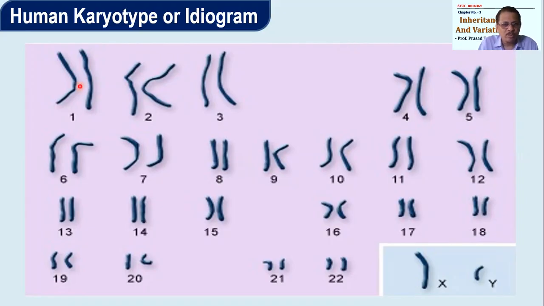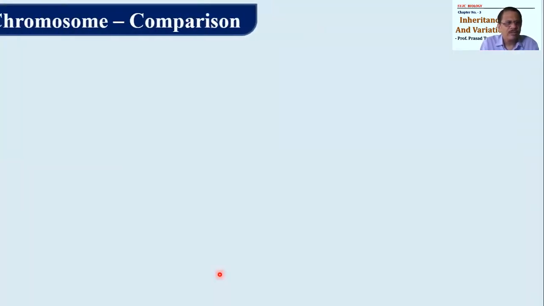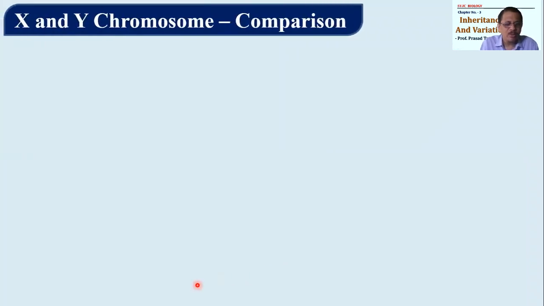You could see group number 1 means A group, B group, C group is the biggest one. ठीक है, then D group, E group, F and G group. X chromosome belongs to third group and Y chromosome belongs to seventh group. Fine. So mind it very well. This is how we have to consider ideograph. Then we have to understand comparison between X and Y chromosomes.